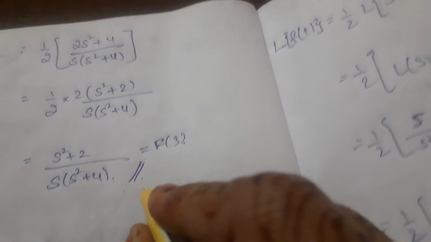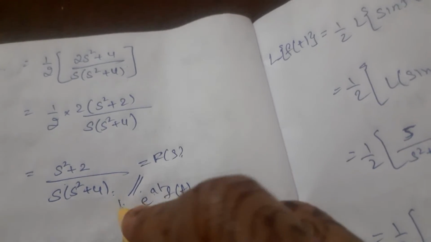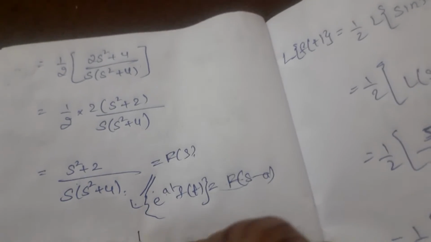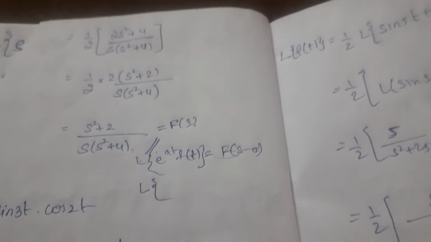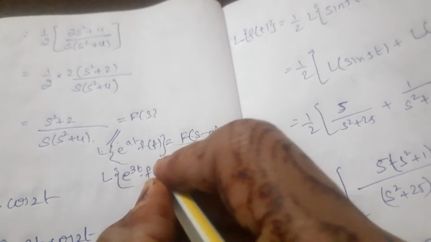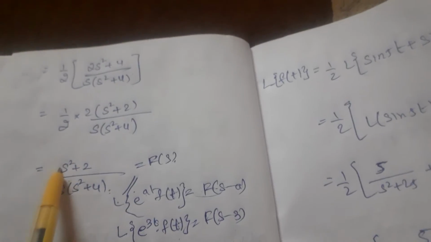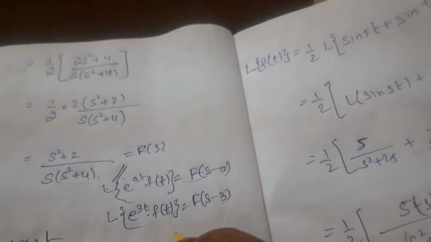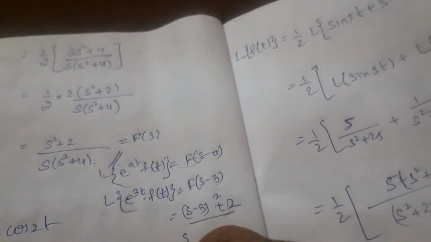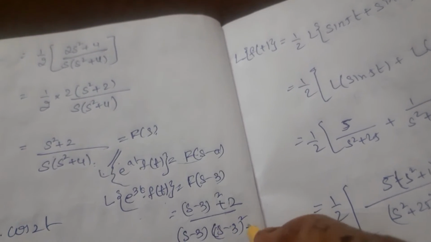Now what you have to do: e^(at) f of t is equal to f of s minus a. The question is e^(3t) f of t, so that is f of s minus 3. Wherever you have s, you have to substitute s minus 3. So we get ((s minus 3) whole square plus 2) by (s minus 3) into ((s minus 3) whole square plus 4).